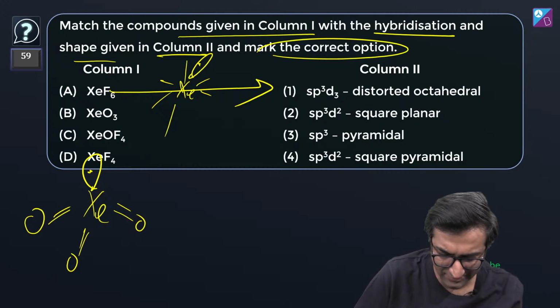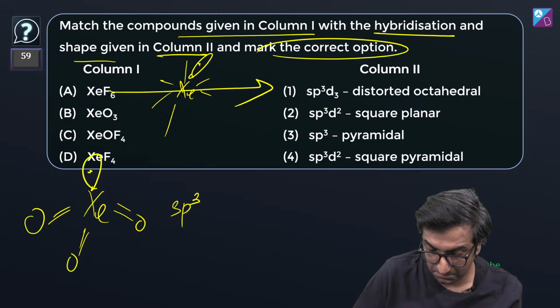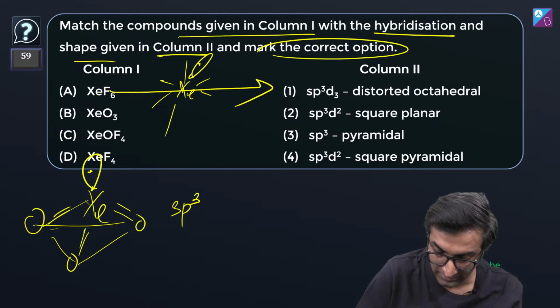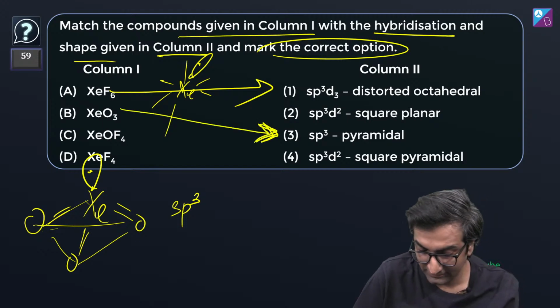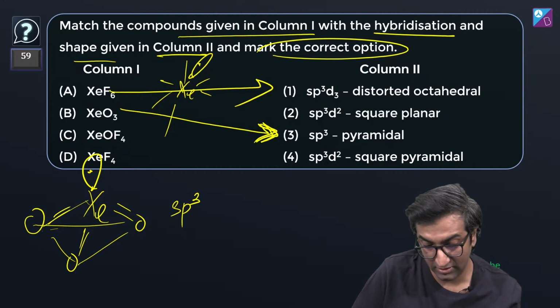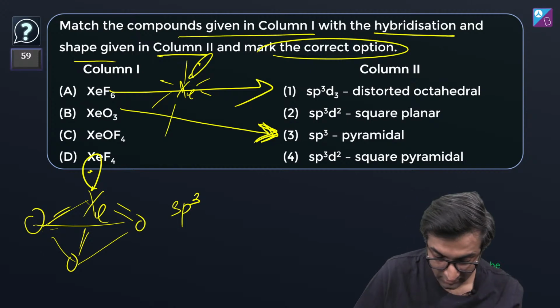ये हो गया tetrahedral. This is sp3, but the shape is going to be pyramidal. Pyramid बन गया ना, इनके बीच में pyramid बन गया. So ये हो गया pyramidal. Be careful with this. Don't mark this as tetrahedral. अगर कोई option दे सिर्फ XeO3 का पूछेगा तो डाल सकता है tetrahedral.